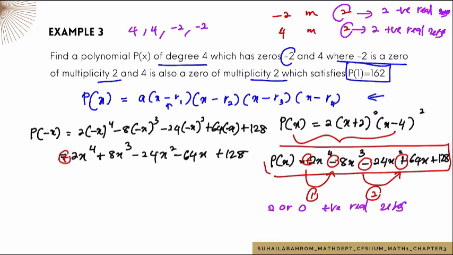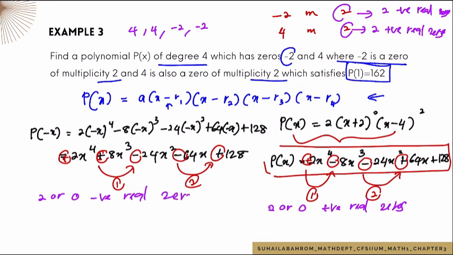From positive to positive, there is no change in sign. The next one, from positive to negative, is the first variation in sign. The next one, there is no variation in sign. And the last one, from negative 64x to positive 128, there is another variation in sign. So this is the second variation in sign. So there are two variations in sign, meaning that there are 2 or 0 negative real zeros in this polynomial function.